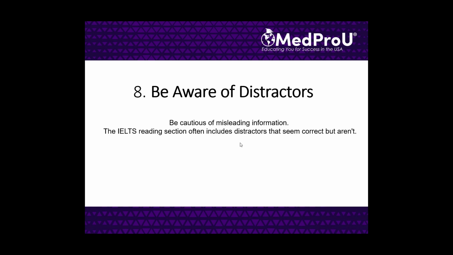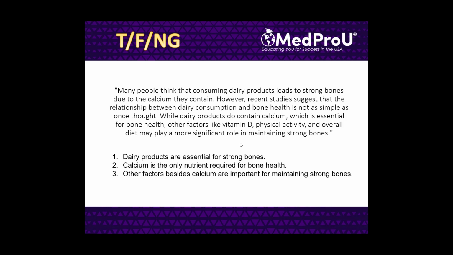And also, be aware of distractors. Sometimes it will cause you misleading information. Usually they include distractors that seem to be correct but are not, okay? Because sometimes all of the options are also in the passage. You just have to be aware of the distractions. Like all of them are included except some. They do have something like that. Okay, so now let's try true, false, not given.